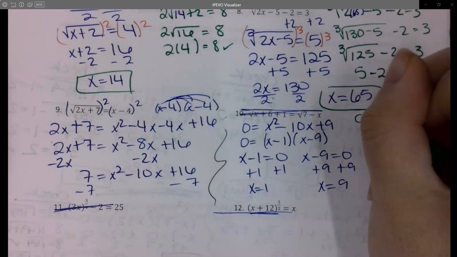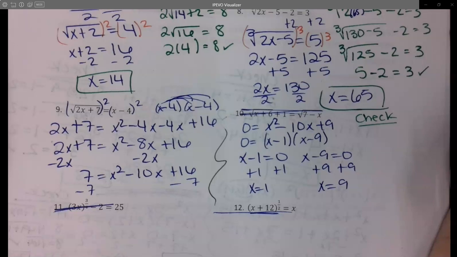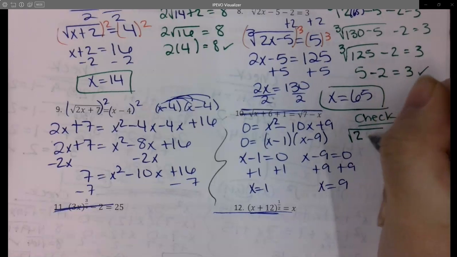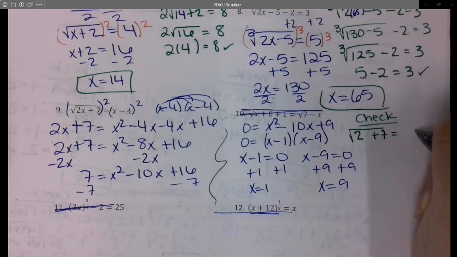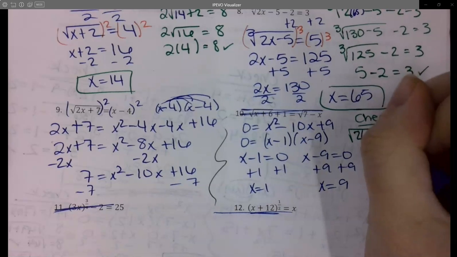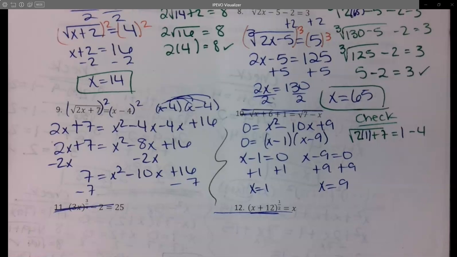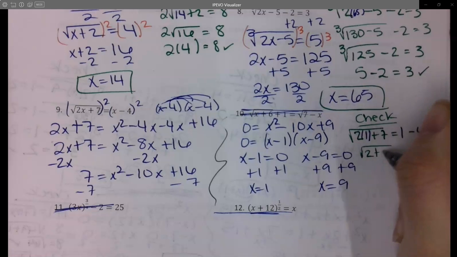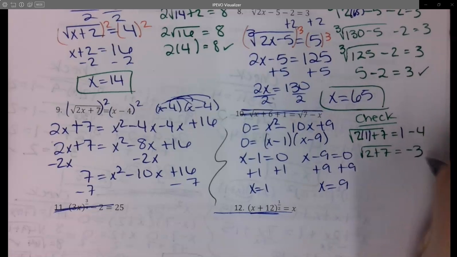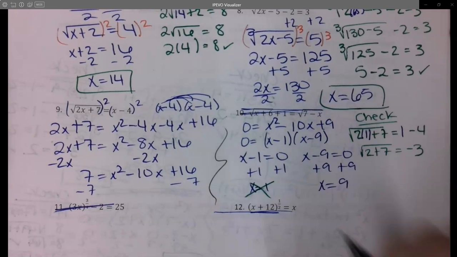Then I want to go ahead and check my answer. I'm going to start with the 1. Two times 1 is 2. 1 minus 4 is negative 3. So that gave me a negative number. This one doesn't work.